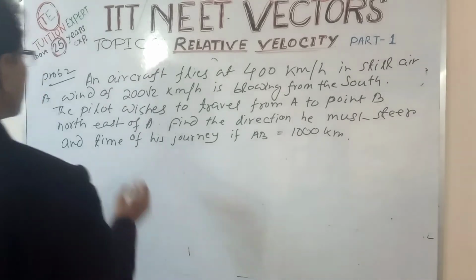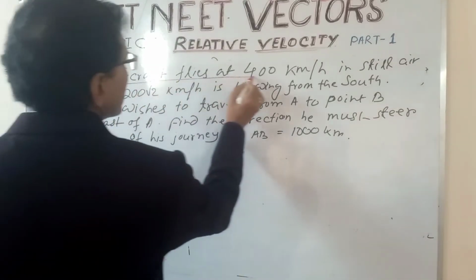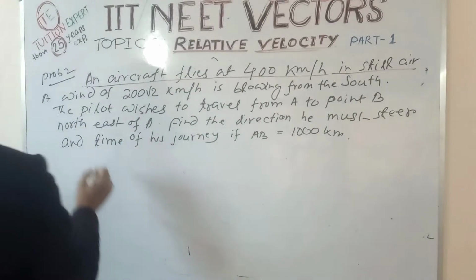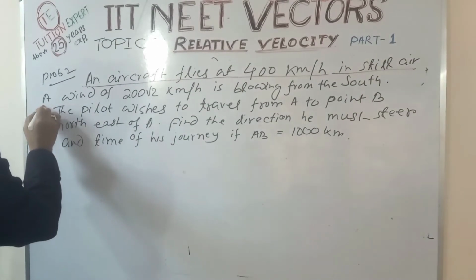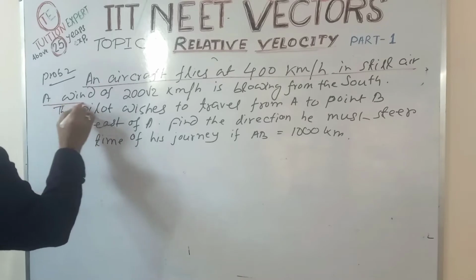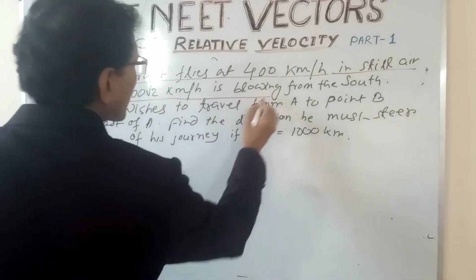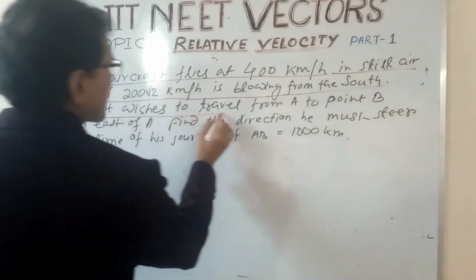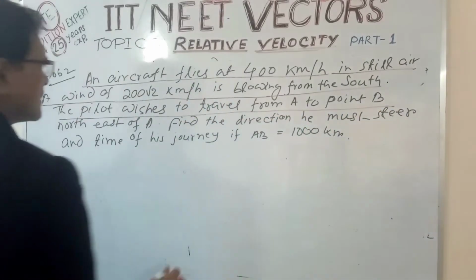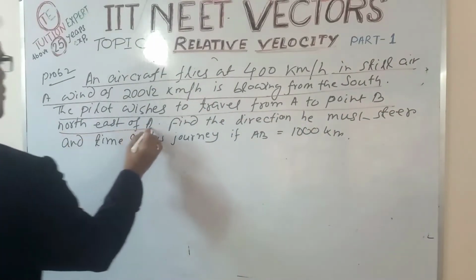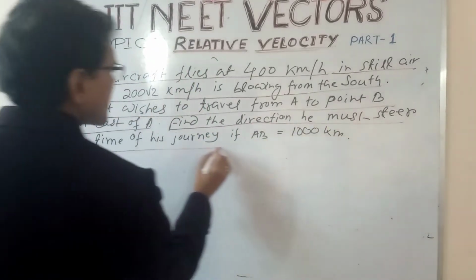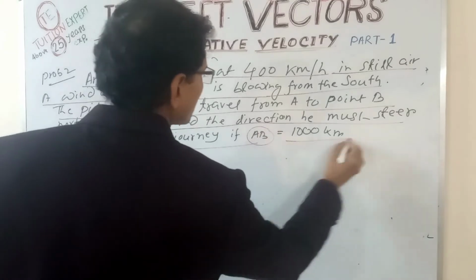The problem is: an aircraft flies at 400 kilometer per hour in still air. A wind of 200 kilometer per hour is blowing from the south. The pilot wishes to travel from A to point B, north east of A. Find the direction he must steer and the time of his journey, if distance AB equal to 1000 kilometer.